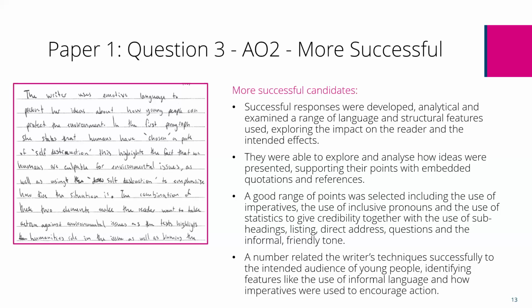A number related the writer's techniques successfully to the intended audience of young people, identifying features like the use of informal language and how imperatives were used to encourage action. So that's an 8 out of 10, but you will find it in the examiner report.